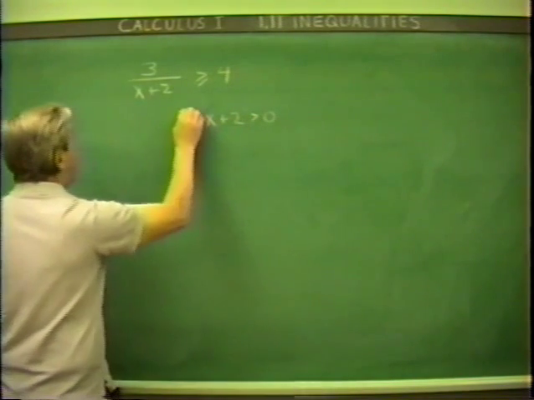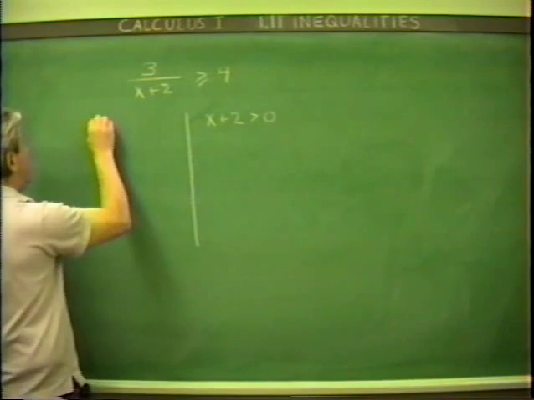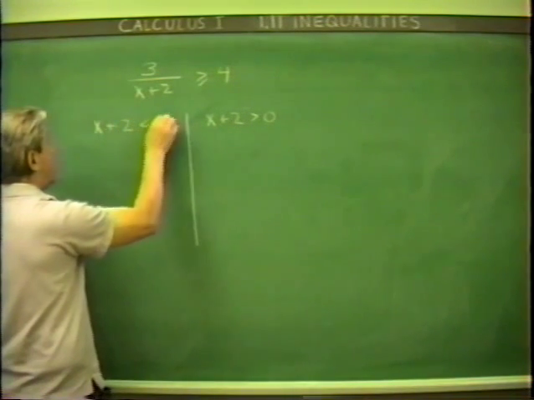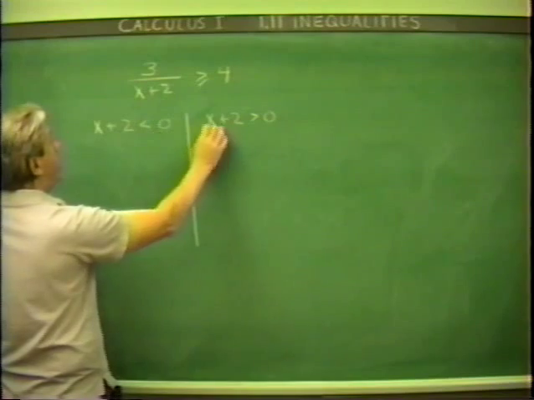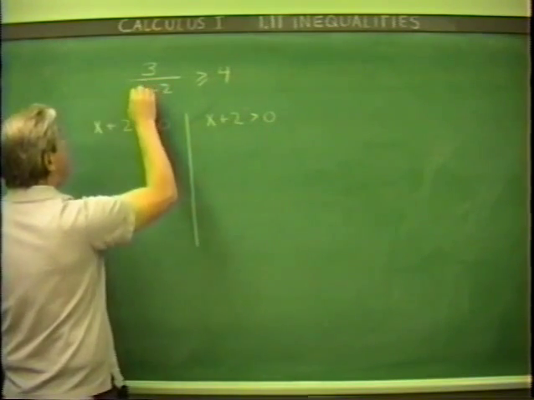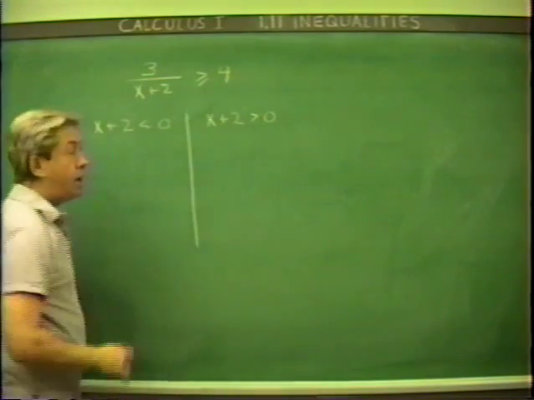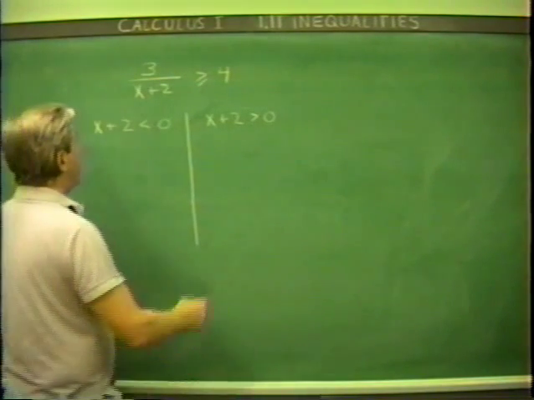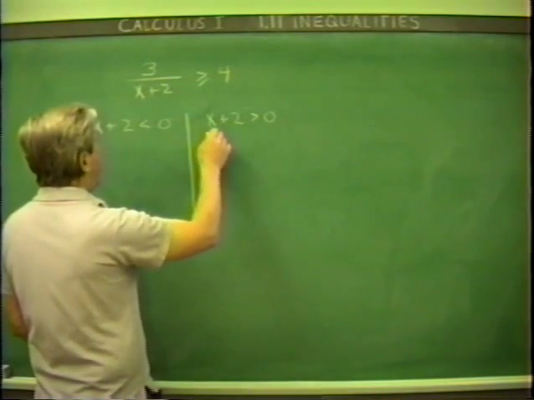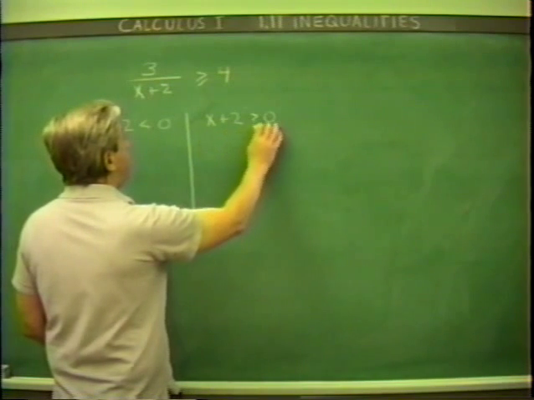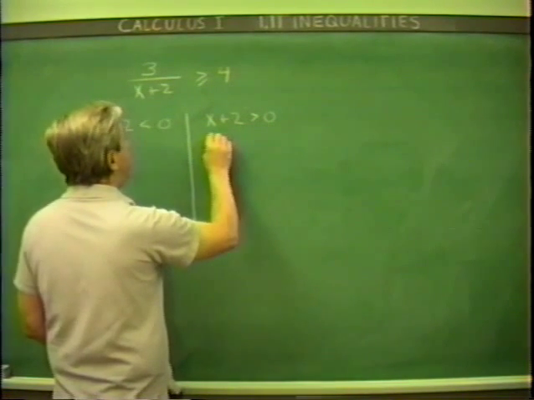Here we consider the case where x plus 2 is greater than 0, and the case where x plus 2 is less than 0. Here one can remove the possibility of x plus 2 being equal to 0 because in that case this inequality doesn't make any sense.